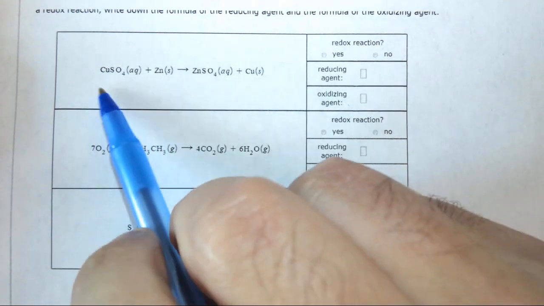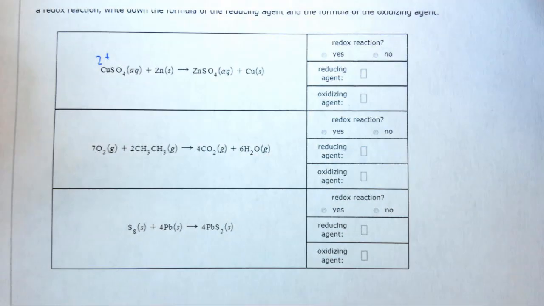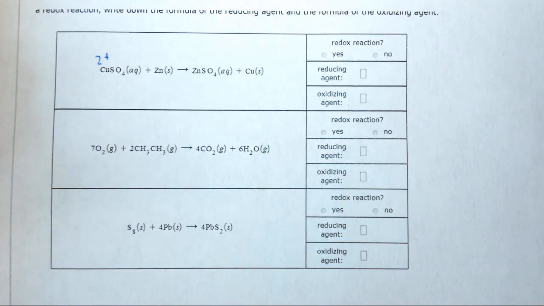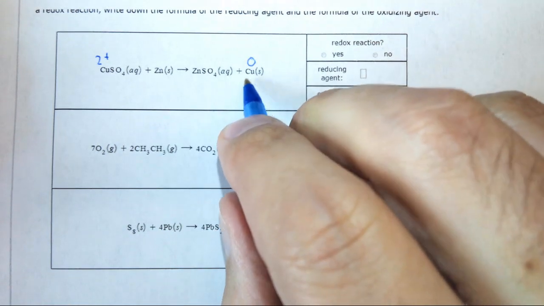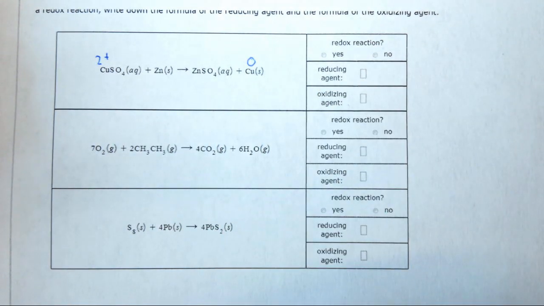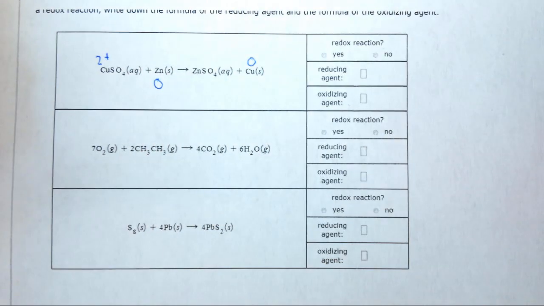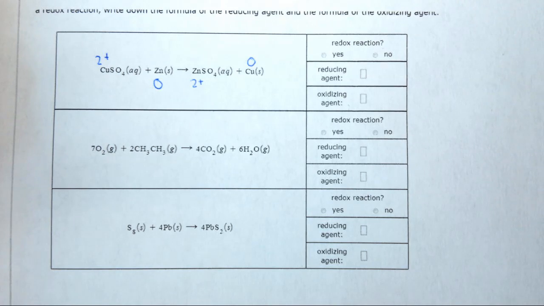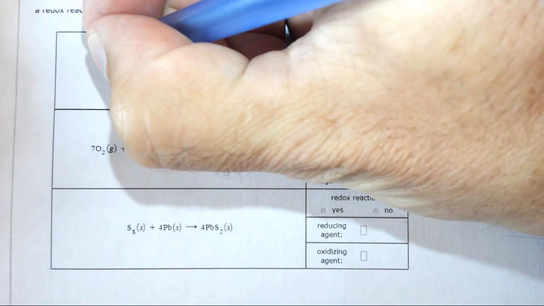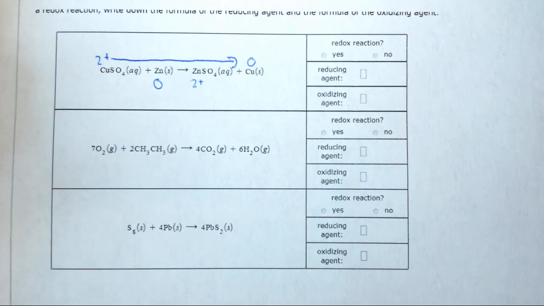So in this case, copper in copper sulfate is 2+. That's its oxidation state as well as its charge because it's a monoatomic ion. And then on the product side, it's 0 because it's an element. It's just elemental copper. Zinc, on the other hand, started out in oxidation state 0 and ended up in oxidation state 2+. So copper went from 2+ to 0.